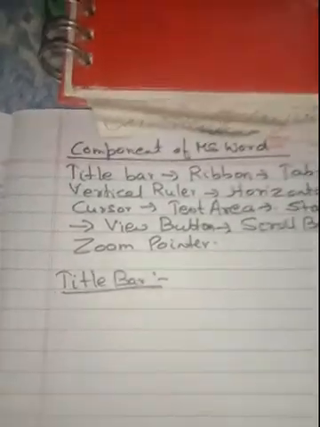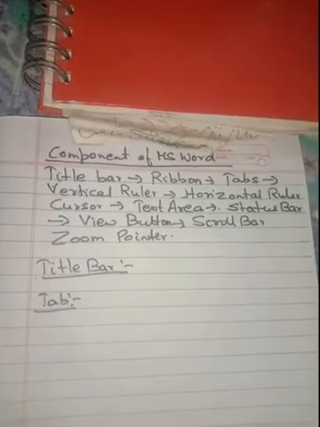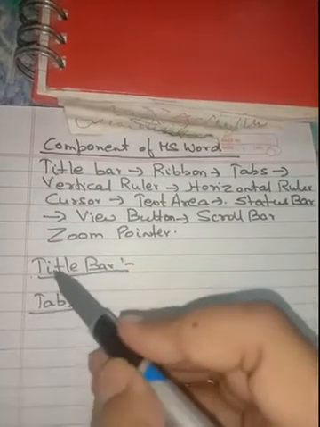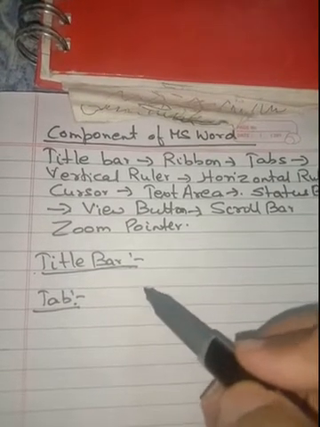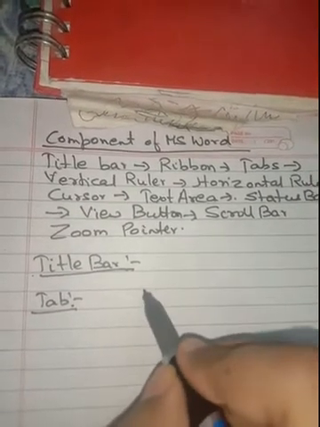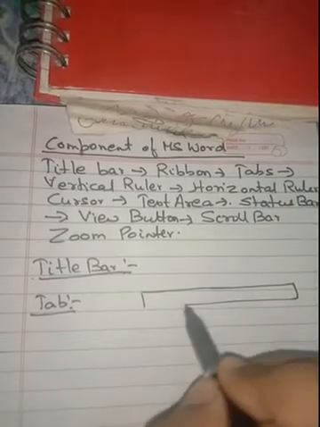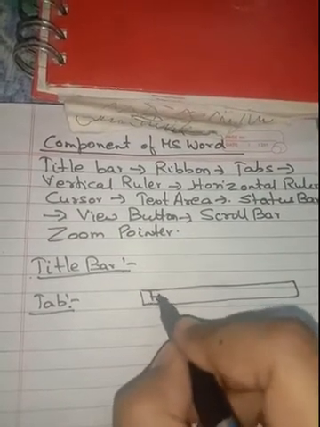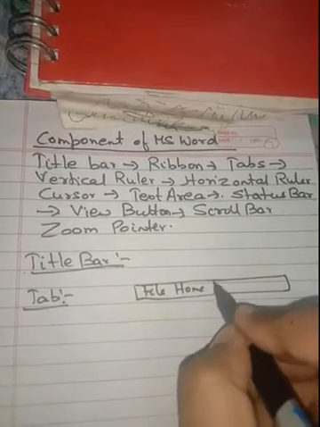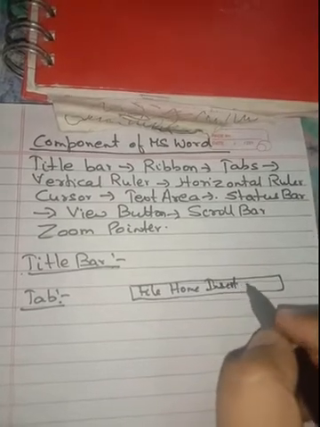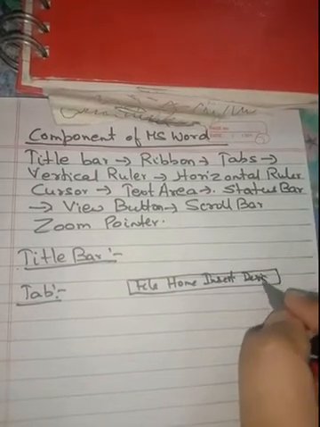Now we have tabs. The next component that we are going to discuss here is tab. What is tab? The tab is located just below the title bar. There will be tab buttons like file, home, insert, design, etc. So these are the tabs over here.